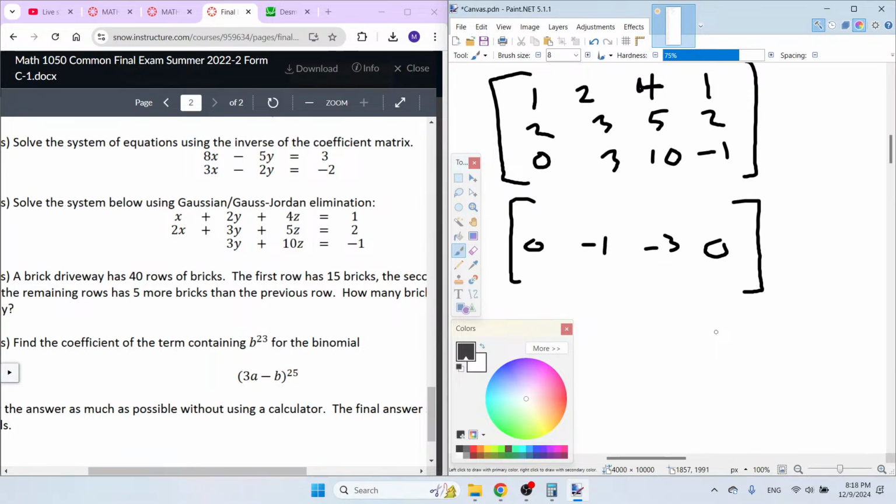Now I'm going to add 3 times the middle row to the old bottom row. So 0 times 3 plus 0 is 0. -1 times 3 plus 3 is 0. 3 times -3 is 9, plus 10 is 1. 3 times 0 is 0, plus -1 is -1.